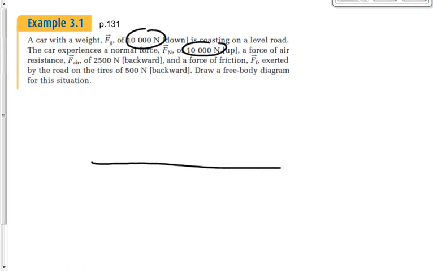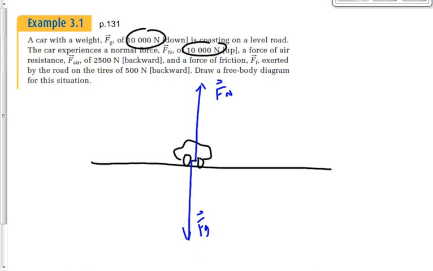So here's the car. It looks more like a little kid's car than a real car, but it doesn't matter. There's a force of gravity of 10,000 newtons acting down. There's a normal force of 10,000 newtons up. Notice I have those drawn the same length because they're both the same value.